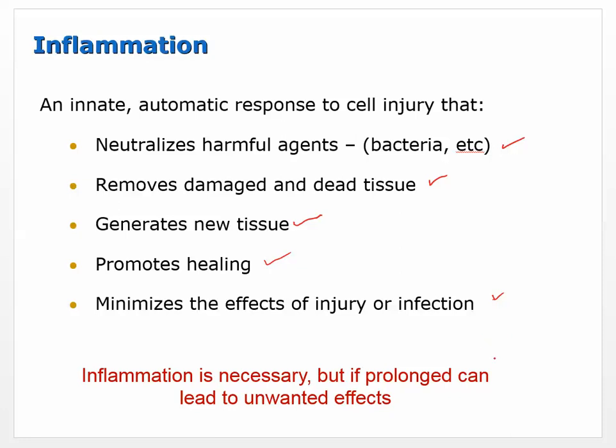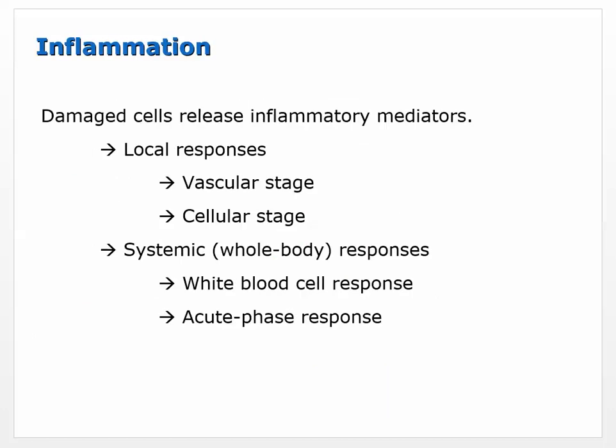So inflammation is necessary, but if it's prolonged, it can lead to unwanted effects because these cells are releasing chemicals. They're trying to kill other cells. A lot of times that can come back and actually do more harm than good. So in inflammation, damaged cells release inflammatory mediators. When a cell breaks, stuff that's supposed to be inside the cell is now being released outside the cell, and that's an indication that there's a problem. So there's a local response, and we'll talk about these in more detail, but there's a vascular stage and then a cellular stage.